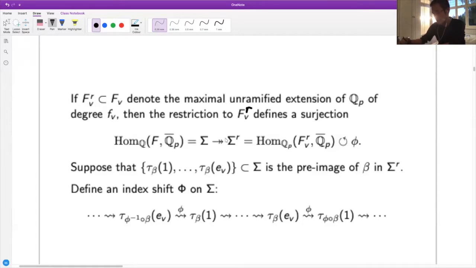if I take the element eta on the right, then its preimage consists of e_V embeddings. So in a sense, they are basically the e_V roots of the Eisenstein polynomial, whose coefficients are given by the image of the coefficients of the Eisenstein polynomial over F_V^R by the eta.